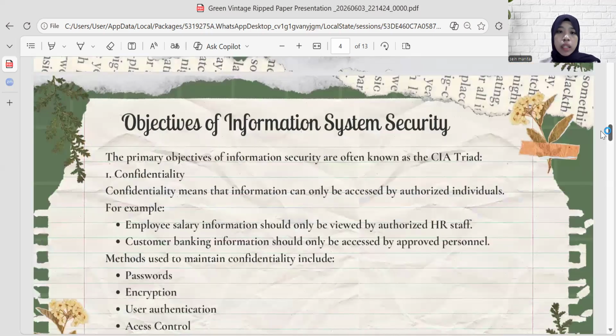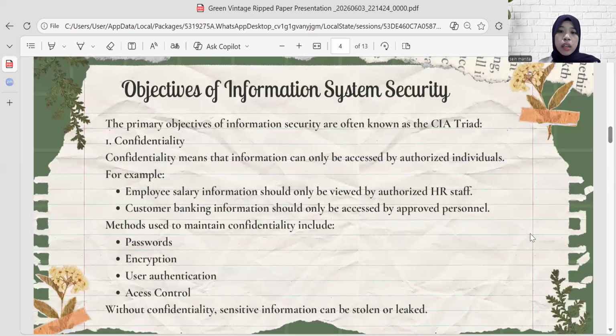We talk about the objectives of information system security. For this we have three main parts. First, we talk about confidentiality. Before that, we must know that the primary objectives of information security are often known as the CIA triad. So, moving to confidentiality.